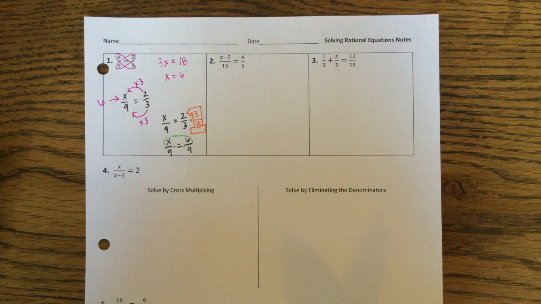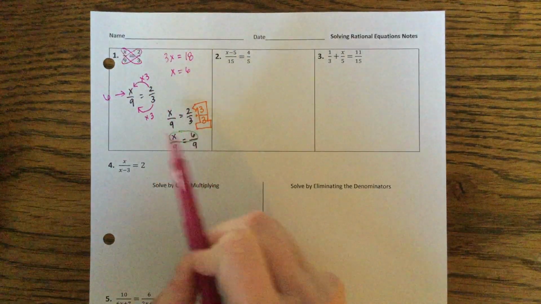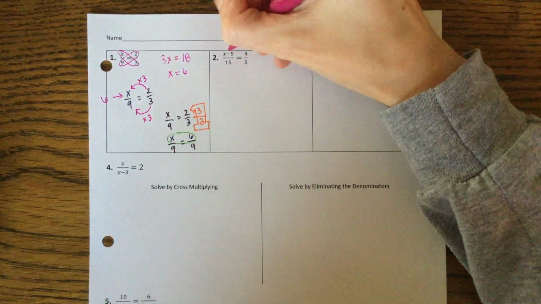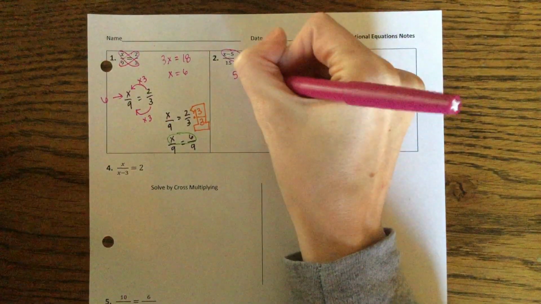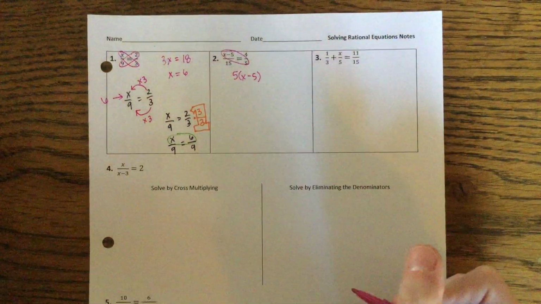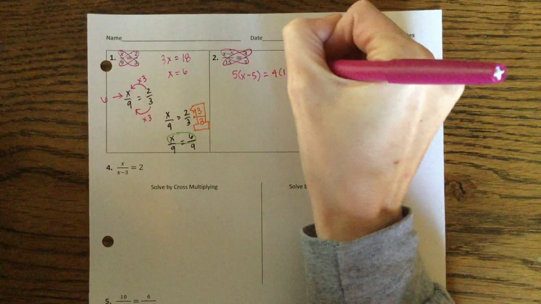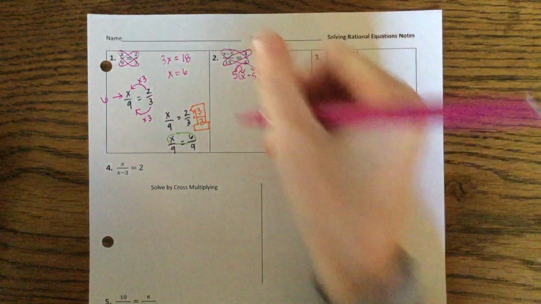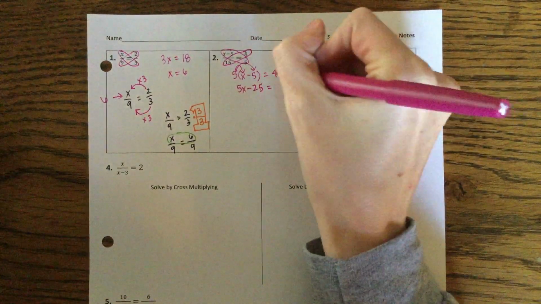All right, so I'm going to do it by cross-multiplying, similar to what we did first over here, and then also by getting a common denominator. So if you cross-multiplied, doing 5 times x minus 5, and then also multiplying 4 times 15. So distribute the 5 here, right? So it'd be 5x minus 25 is equal to 60.